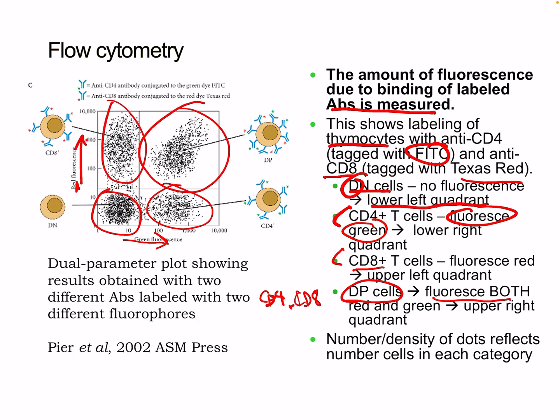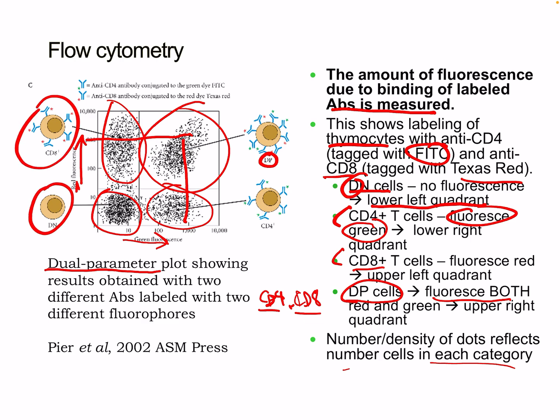So again, they would form that. That's quite messy, but I hope that's clear. The number and density of the dots reflects the number of cells in each category. So this is what's called the dual parameter plot, showing results obtained with two different antibodies labeled with two different fluorochromes for CD4 and CD8. And since there's cells that have both, which are double positive, they end up here. So again, CD8 up here, double negative, CD4, CD8, or double positive.